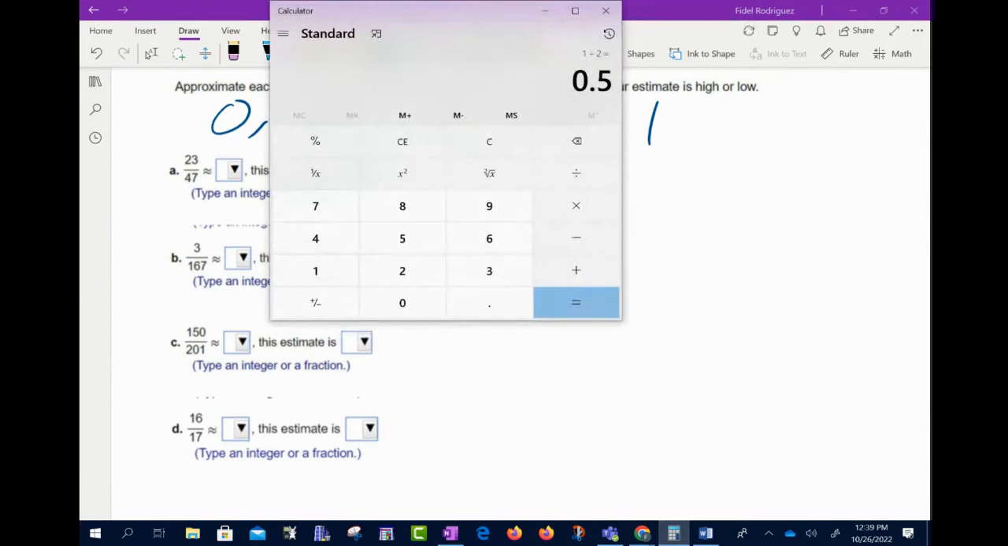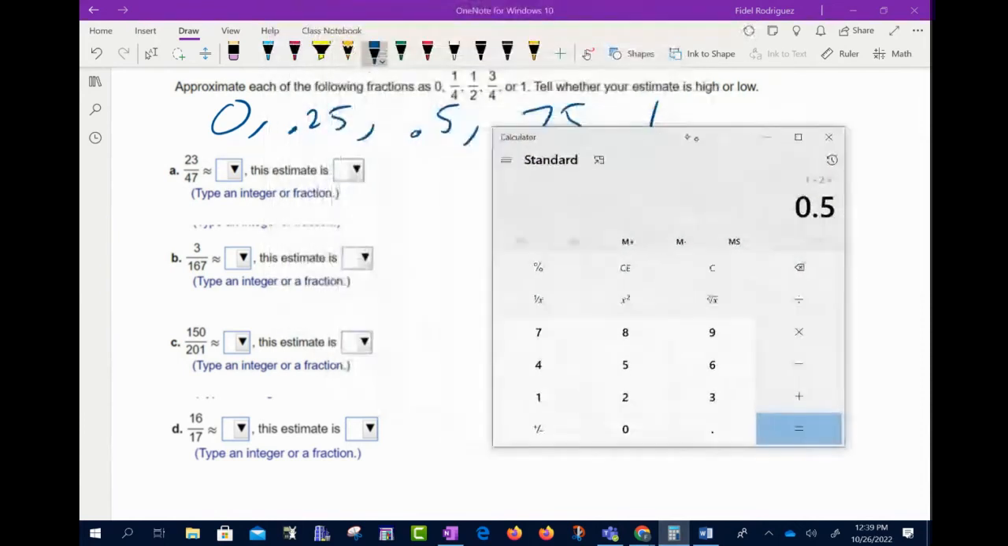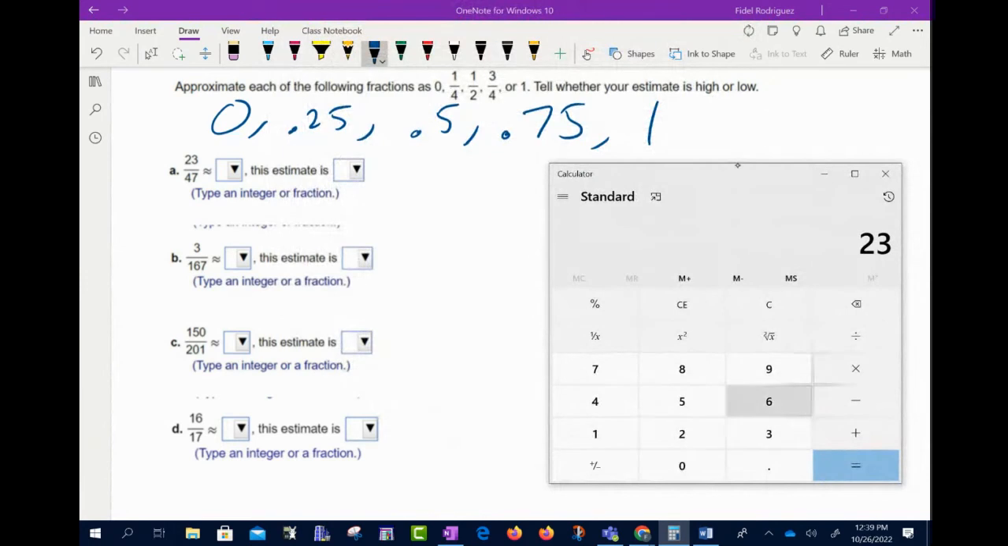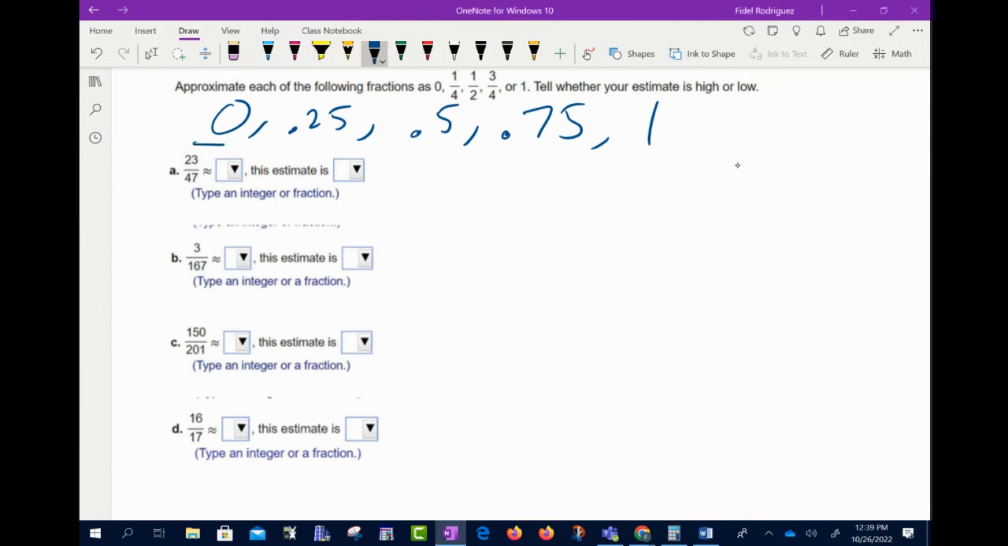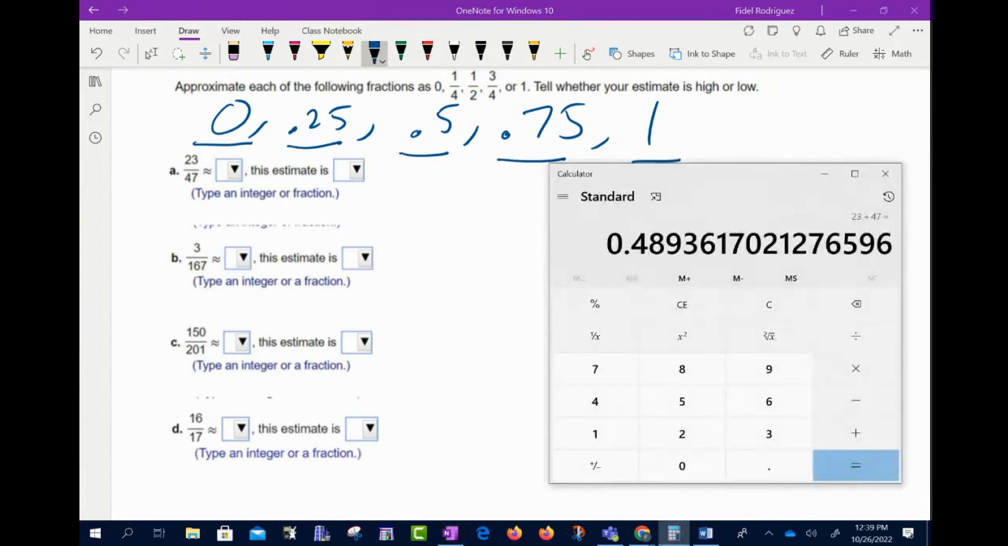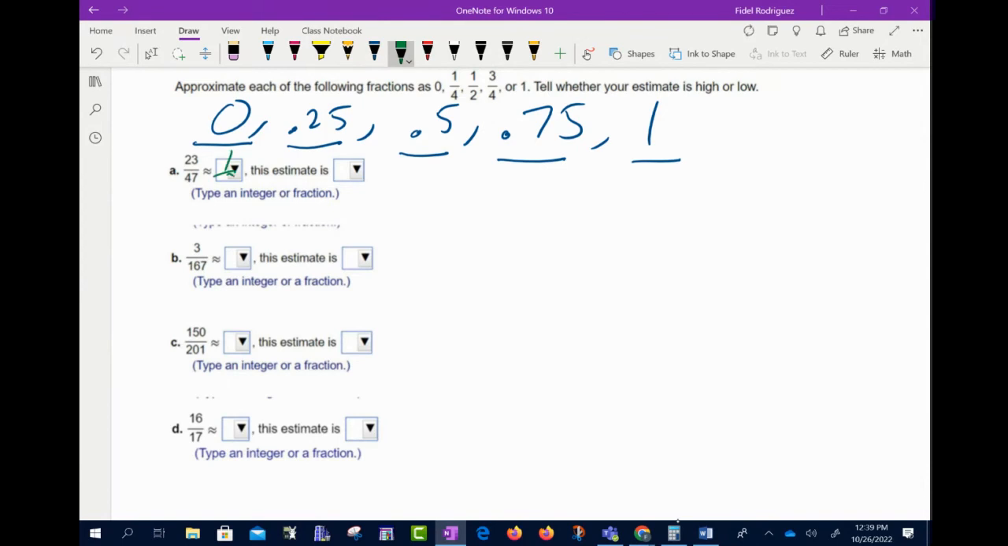So the first fraction I have is 23, oops, let me move this over. Okay, 23 divided by 47. So look, 23 divided by 47, I'm coming up with 0.489. Okay, my question to you, that number, 0.4893, I know there's a bunch of numbers there. That number is closest to what? 0, 0.25, 0.5, 0.75, or 1? 0.48, it's really close to 0.5, right? And 0.5 is the same thing as 1/2. So right here, y'all, I'm gonna say, look, this is about 1/2, okay?